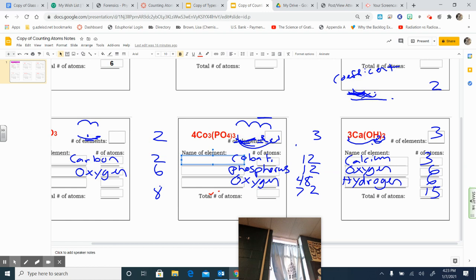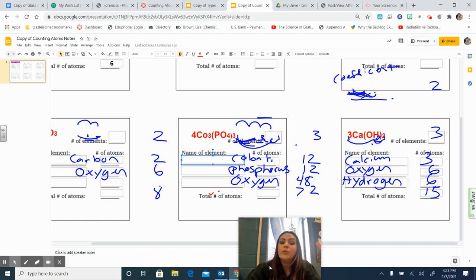There you go. So just a quick review of the kinds we've already done with counting atoms, and then adding those coefficients in front, because we will be adding those coefficients in front starting next week when we start balancing equations. Okay, so there we go. We end this recording.